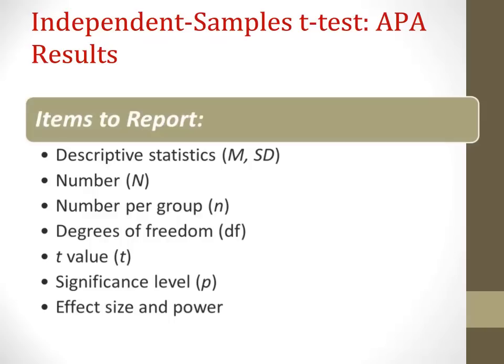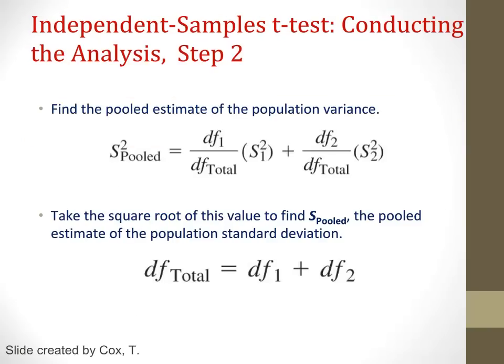So the descriptive statistics: the mean and the standard deviation, the number of the sample population, the number in each group, the degrees of freedom, the t-value, the significance level, and the effect and power. Next, find the pooled estimate of the population variance.